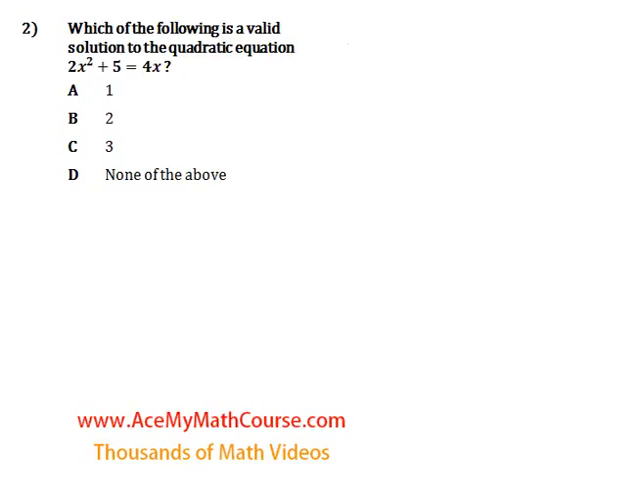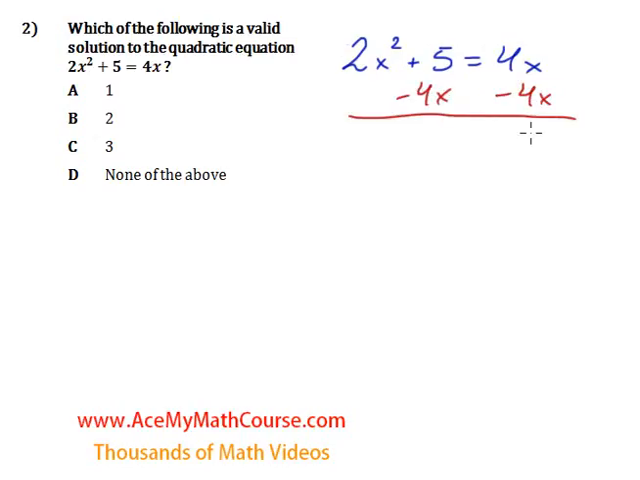Question number 2. Which of the following is a valid solution to the quadratic equation 2x squared plus 5 equals 4x? So, my first step will be to bring the 4x over to the left-hand side. And to do that, I will just subtract 4x from both sides of the equation.